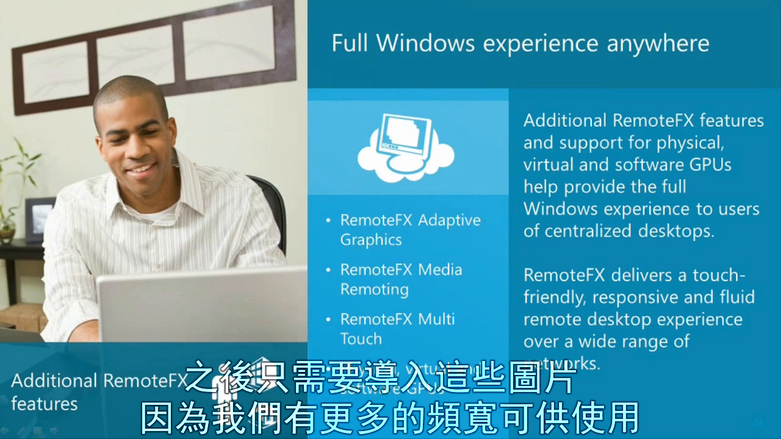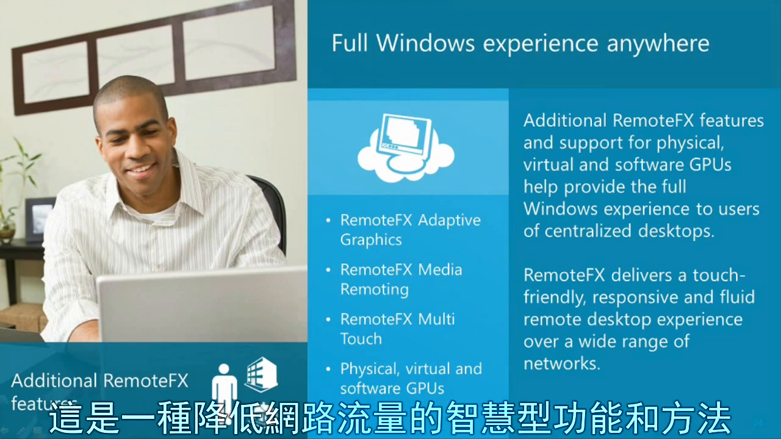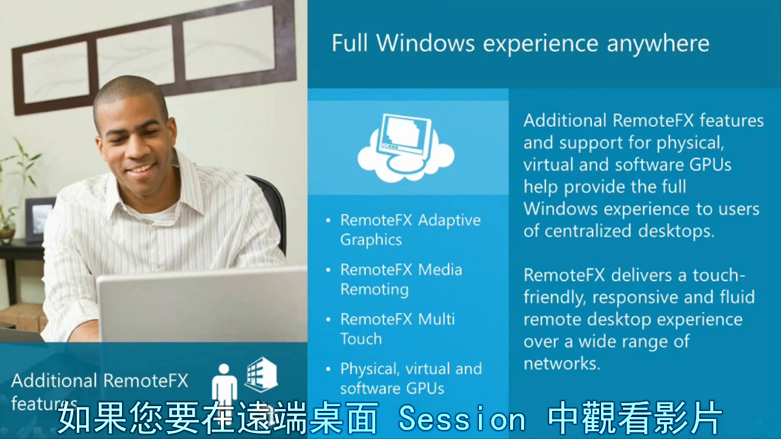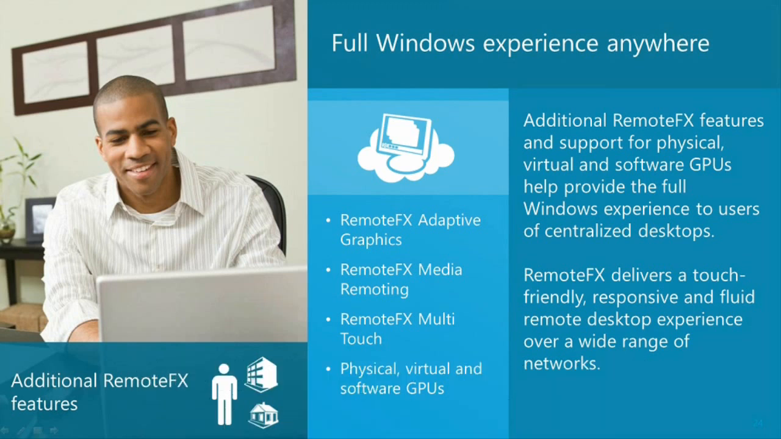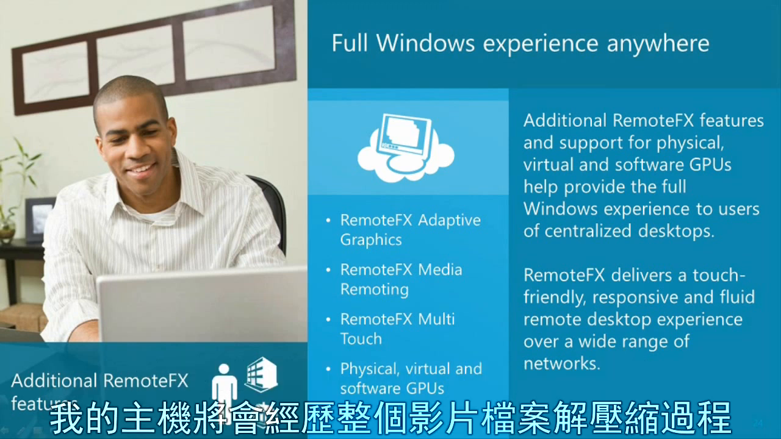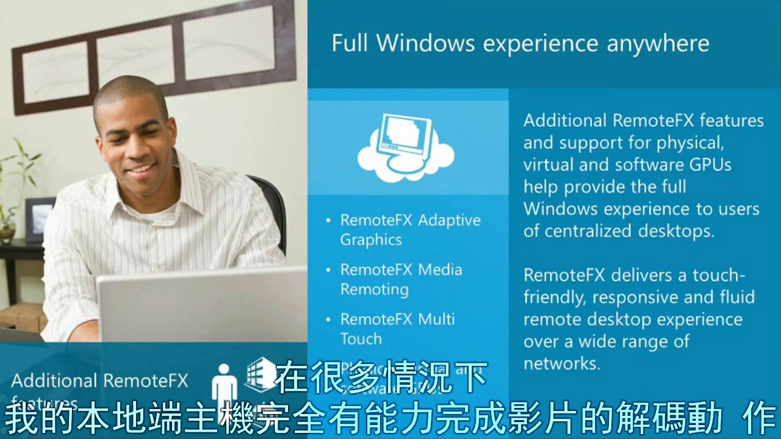We can deliver all the text and everything very quickly, and then we just bring those pictures in as we have more bandwidth available. Media remoting is another just kind of an intelligent feature and a way to reduce traffic on the wire. If you think about the idea of watching a video in a remote desktop session, when I open that file, that MPEG file or H.264 encoded file, whatever it is, my machine goes through a whole process of decompressing the video file and then sending that uncompressed stream across the wire to display it on my local machine.